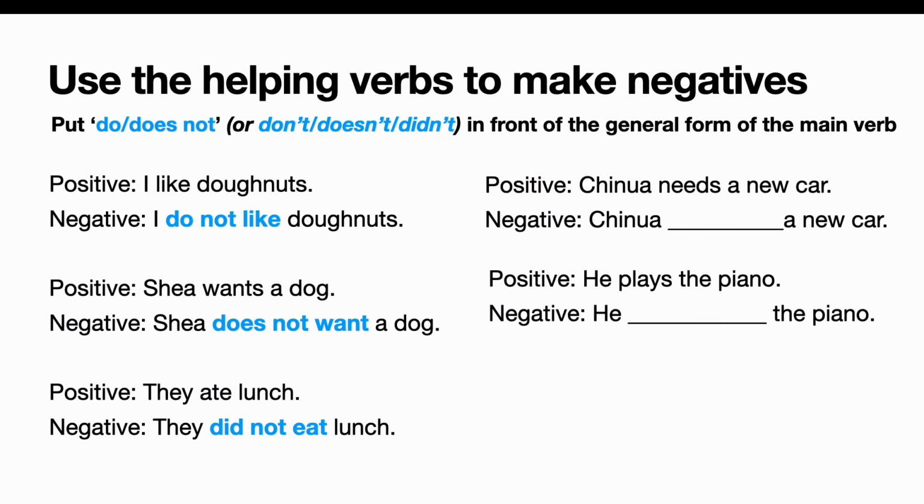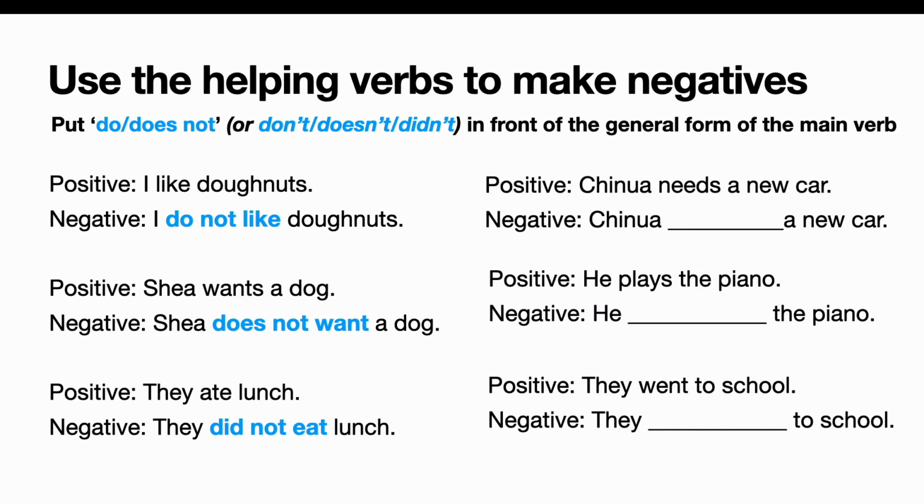He plays the piano. So we have to add a helping verb here, which again would be do. And the singular subject gets does not. And then we change plays back to the general form, which would be play. He does not play the piano. And finally, they went to school. This is our past tense example. So we have to add a helping verb, and we need to use the simple past form, which is did. They did not, and then change went back to the main verb, which is go. They did not go to school.